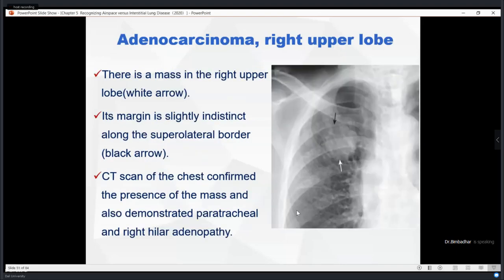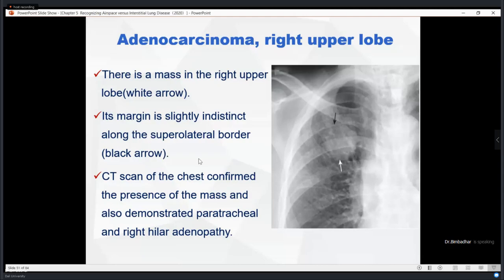Let us look at the image. When you look at the image closely, you see a well-defined, sharp, irregular border of a well demarcated mass. How can I say this is a mass, but not a nodule? Because it is greater than 3 centimeters. It is present in the upper lobe.